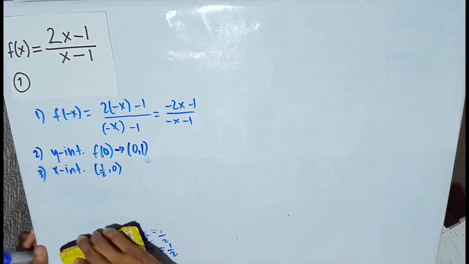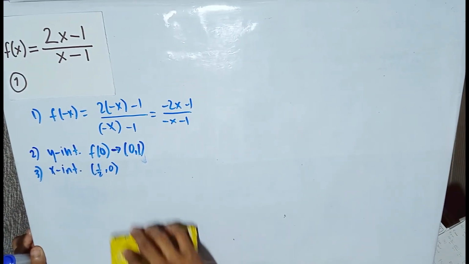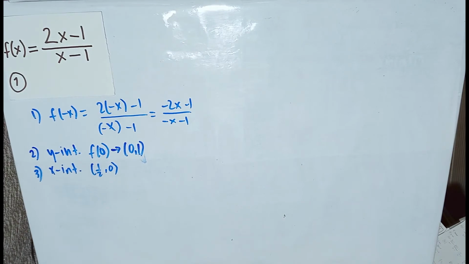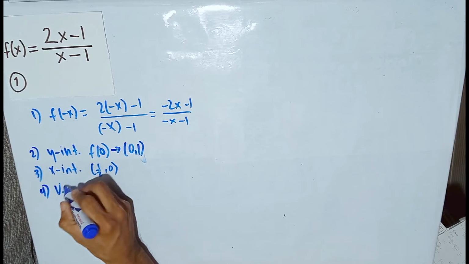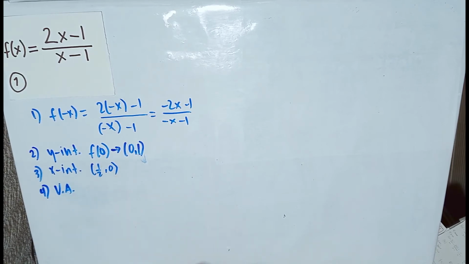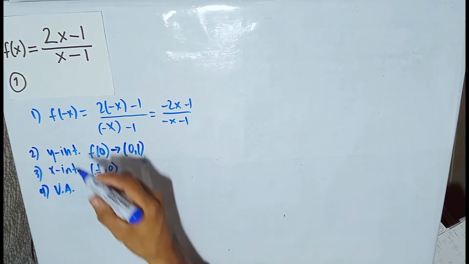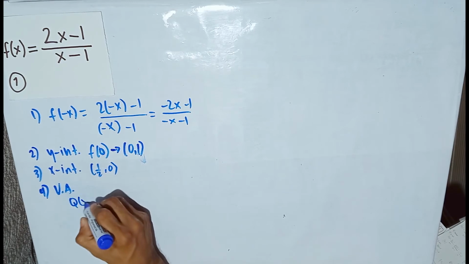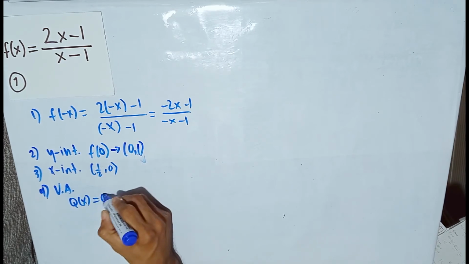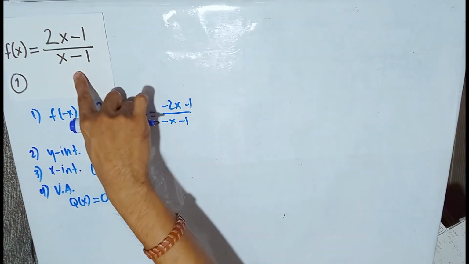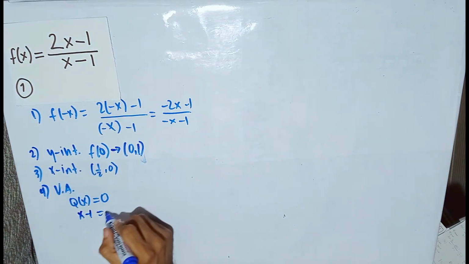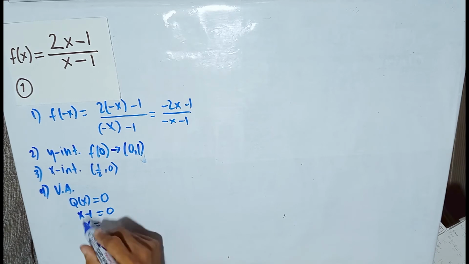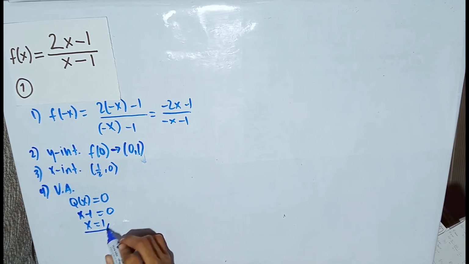Next, number 4, determine the vertical asymptote. Since marunong na tayong kumuha ng vertical asymptote, kukunin lang natin yung q of x and then equate it to 0. So our q of x here is x minus 1. So x minus 1 is equal to 0, and then transpose, we have 1. So our vertical asymptote is x is equal to 1.